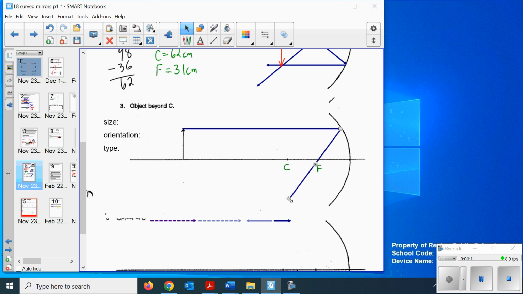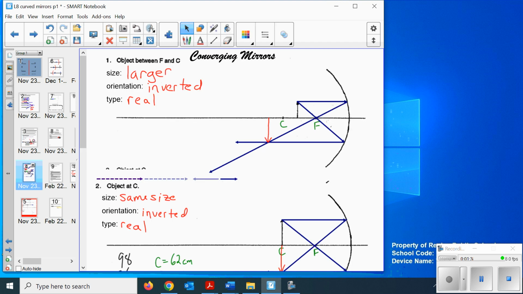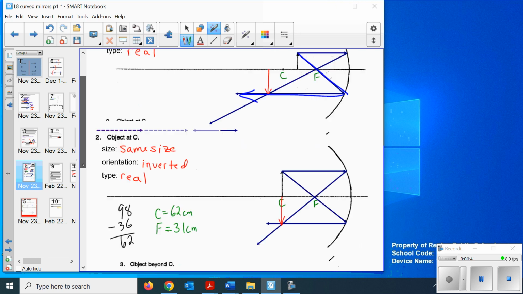I'm going to use the third rule now. I could use rule number 2, which we've used before, but I like the third rule. Actually, it's easier to understand. I'm going to flip back and tell you what the third rule is. The third rule is rays through the center are reflected straight back on themselves. Now, before we always went through the focal point for our second rule, right? We went focal point and back. We could use that, but I want you to see how the third rule works.